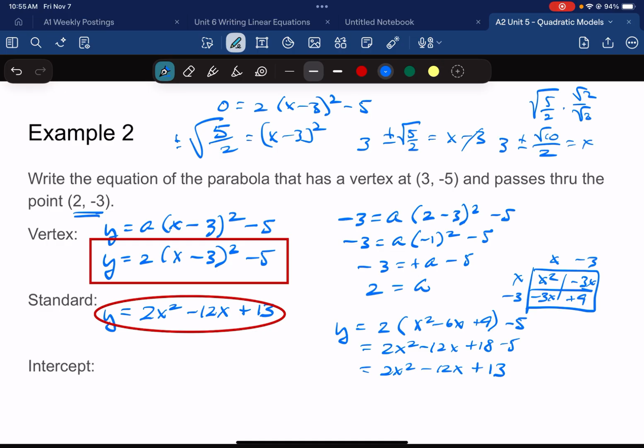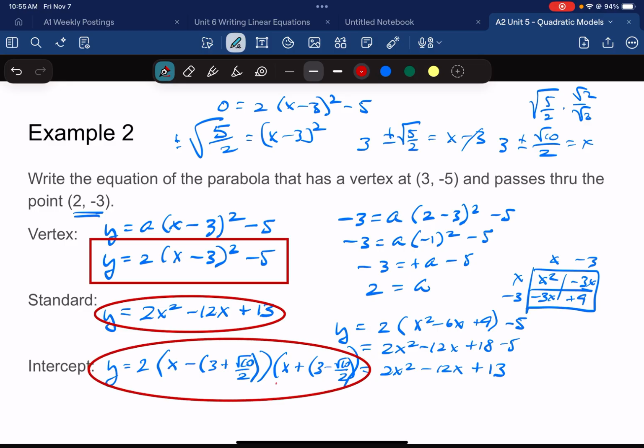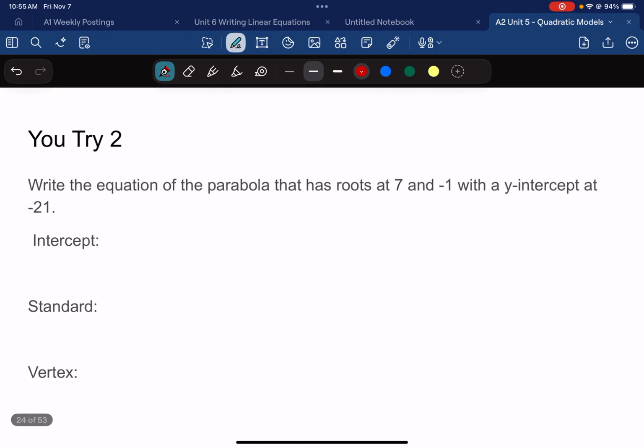And so then I've got to write that in intercept form, so I'm just going to go y equals, a is 2, (x minus (3 plus root 10 over 2)), and then (x minus (3 minus root 10 over 2)). And so there's vertex form, or excuse me, there's intercept form right there. So yeah, it doesn't look very nice, does it, because of those irrational roots. But it is what it is, okay? So you guys try this one here and see how you do on that.